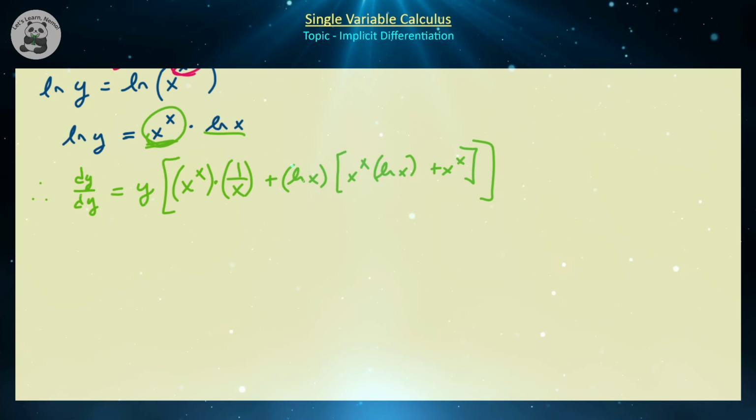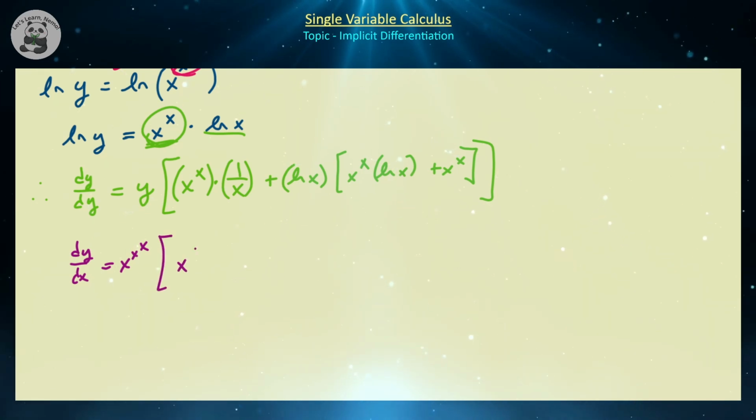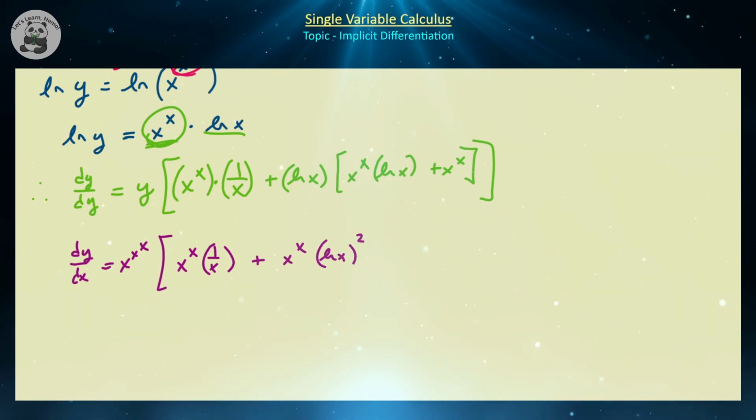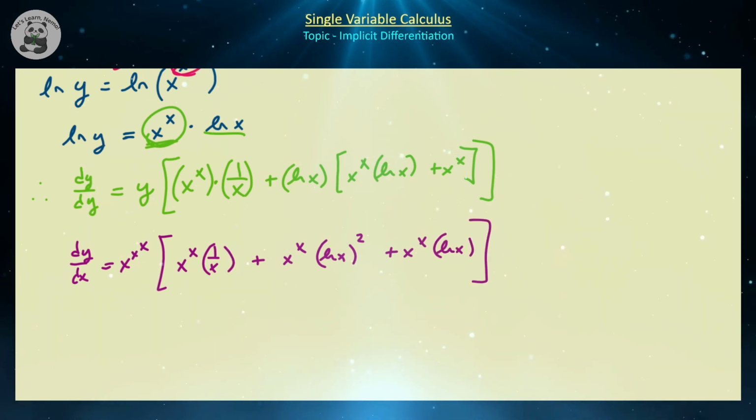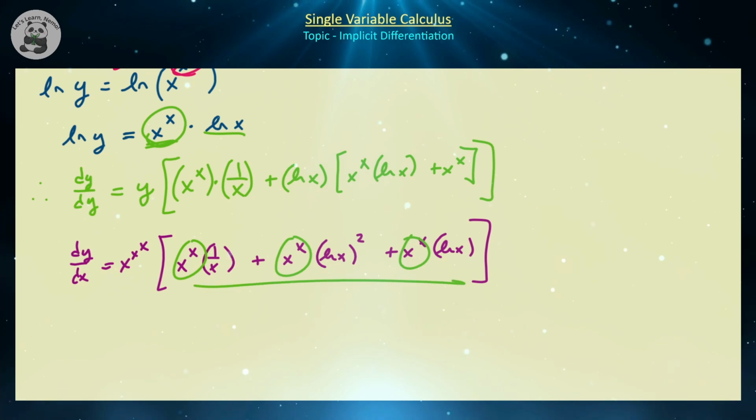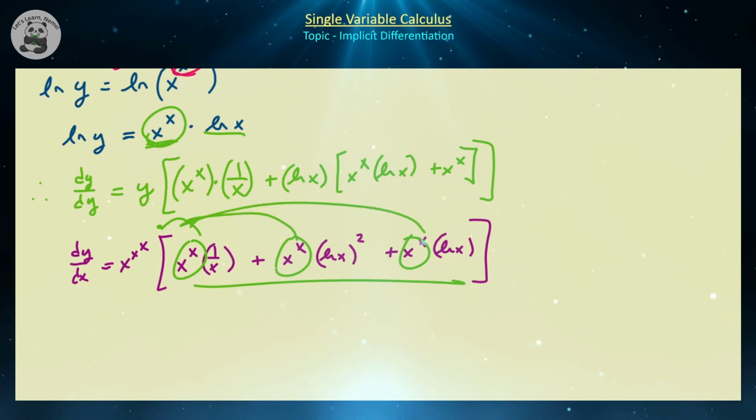So keep in mind dy over dx, y is the same as x to the x to the x. So we have x to the x times 1 over x, and then plus we have x to the x times the natural log of x to the quantity squared, plus x to the x times the natural log of x. And if you notice here, we have the x to the x term in all three of these, so we can actually just factor that out.